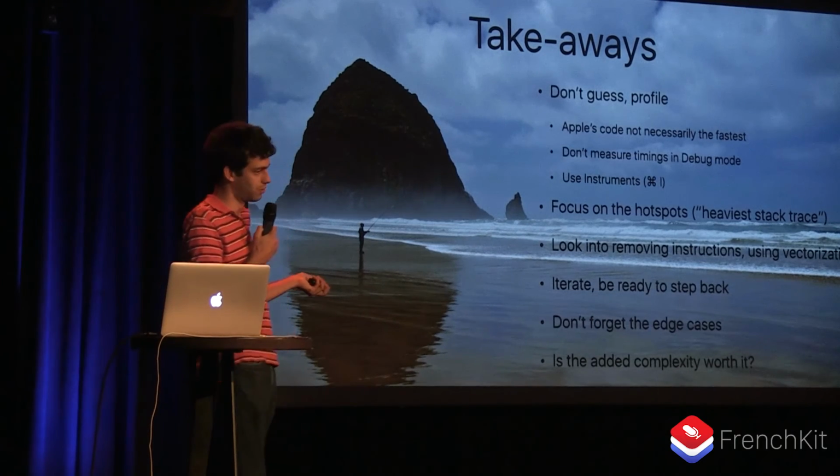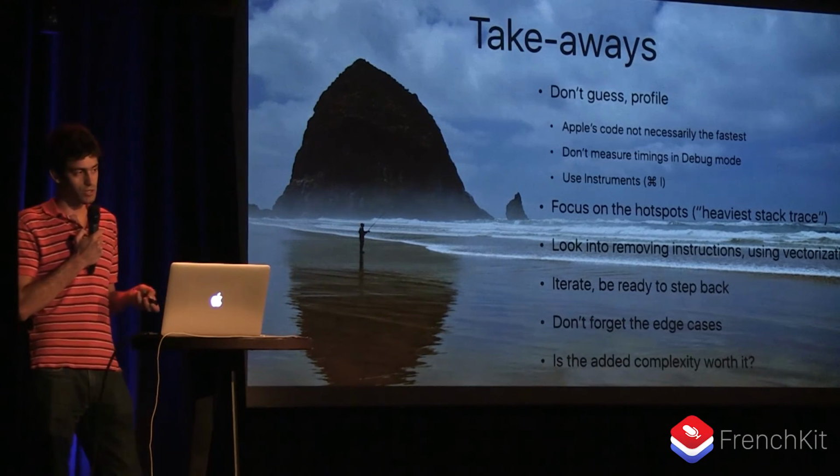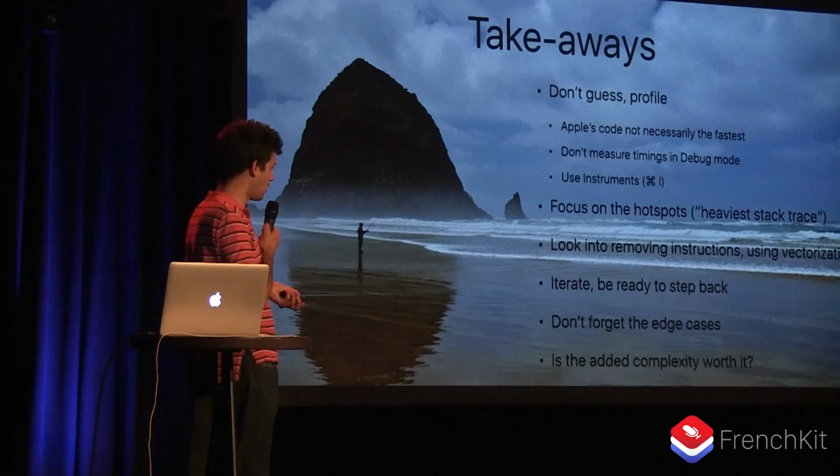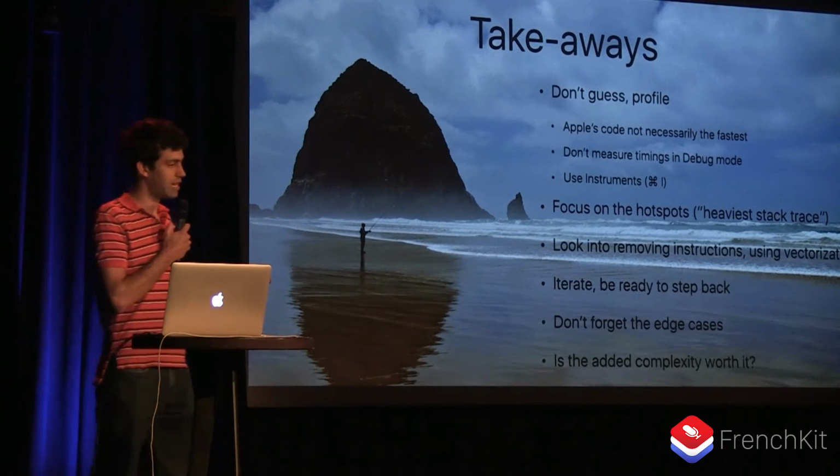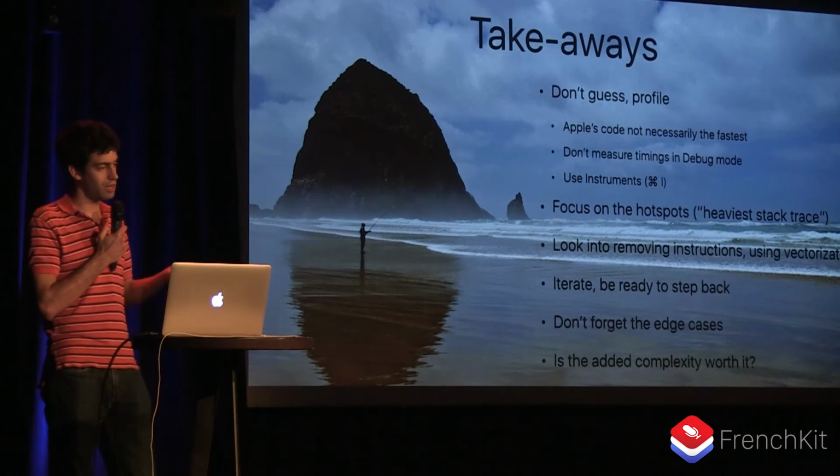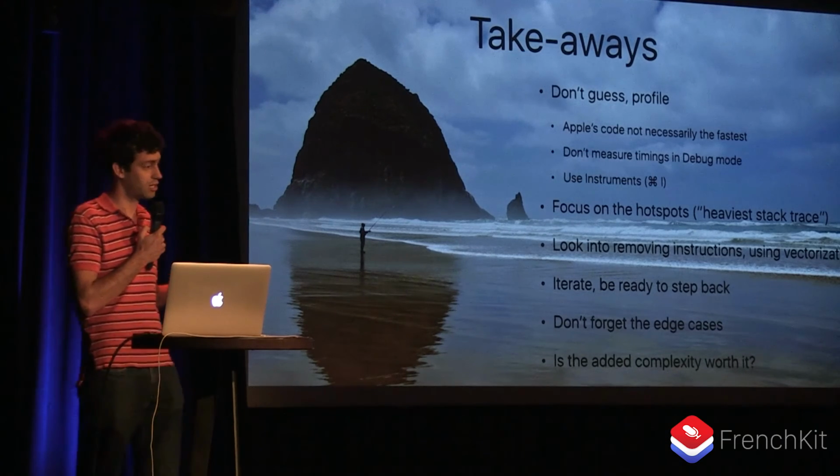And using vectorization. Some compilers do it, but it's also hard for the compiler to know if they can do vectorization. So that's why you have to do it by hand sometimes. Iterate and be ready to step back. Like the assembly version, it was as fast as the vectorized version, but clearly, even if I had spent a week on it, it was not worth keeping in the app. It would have led to a lot of trouble, bugs, and problems later.